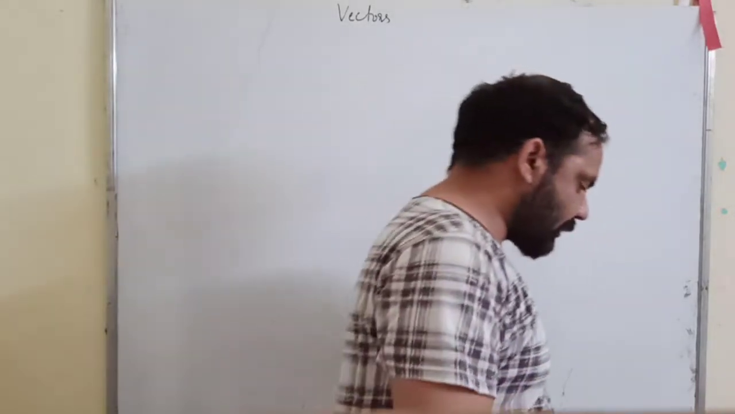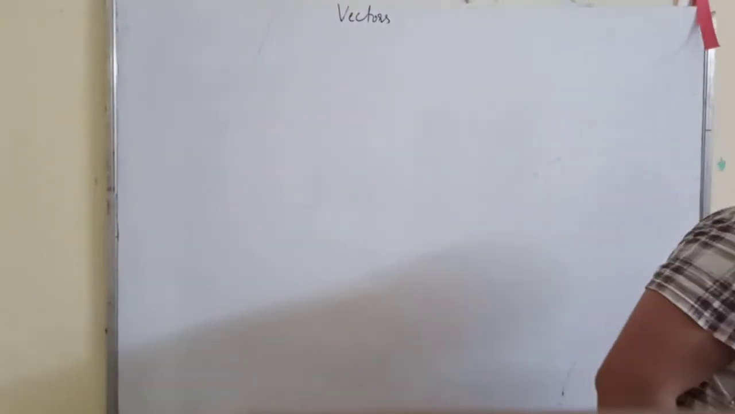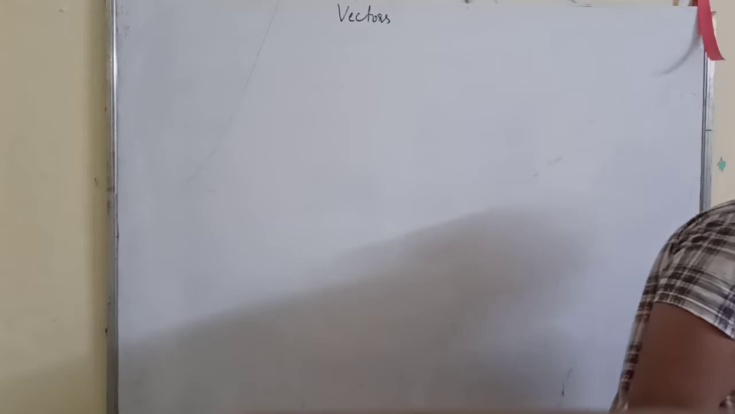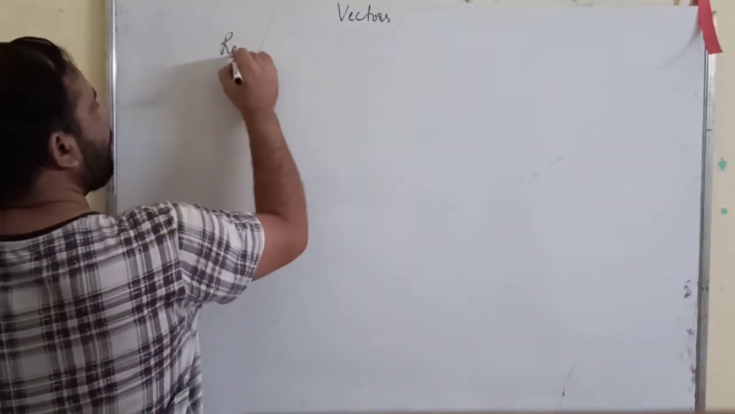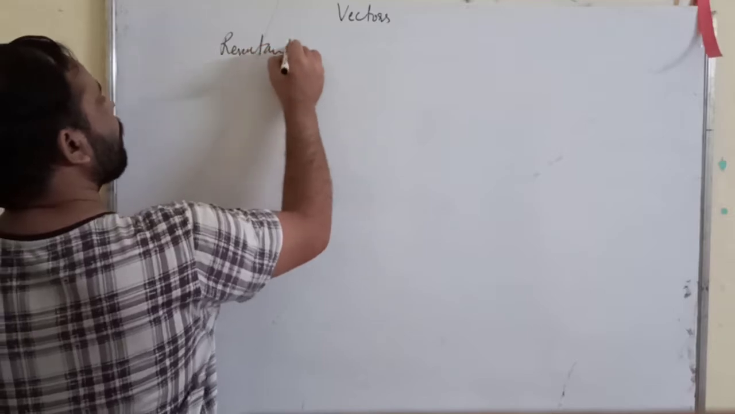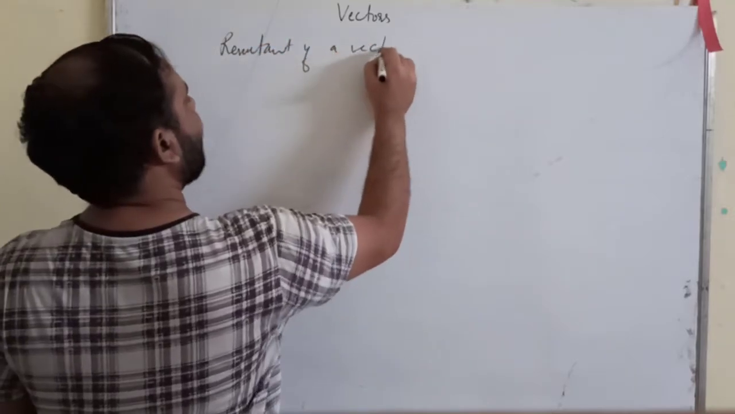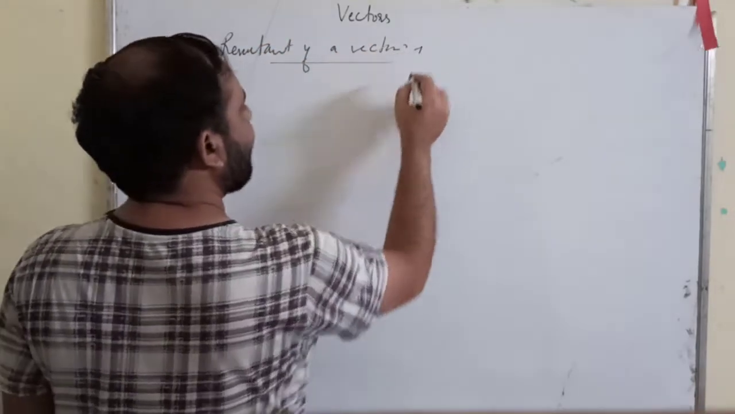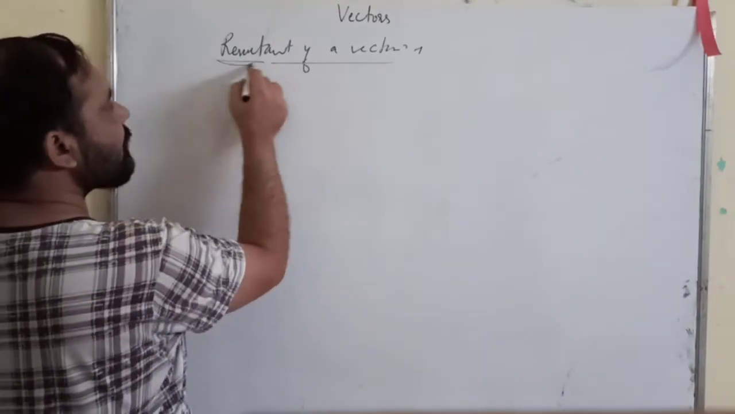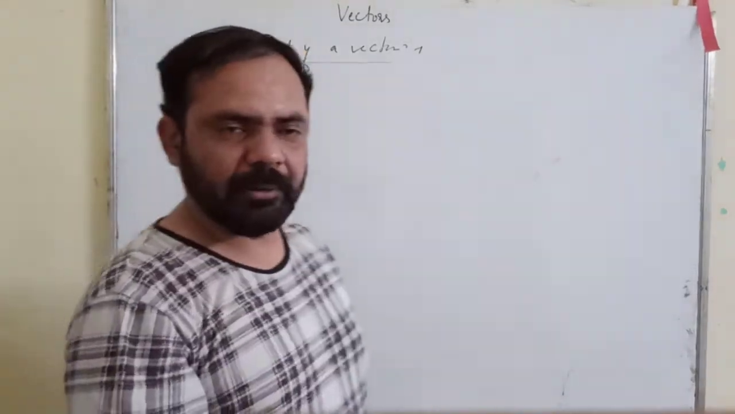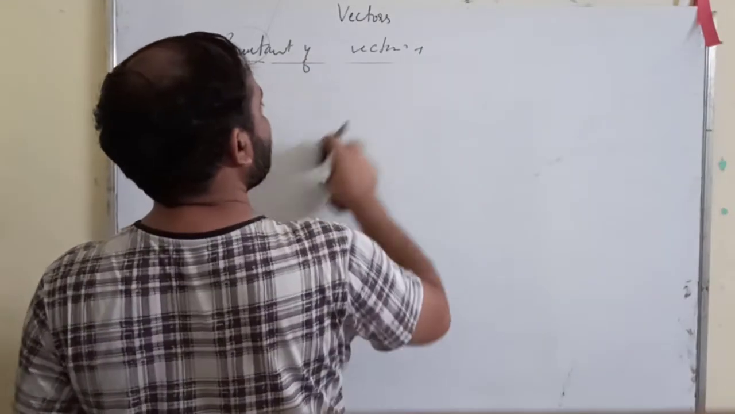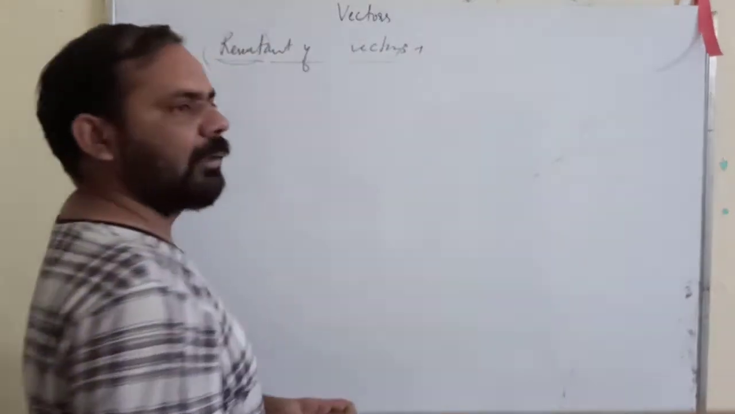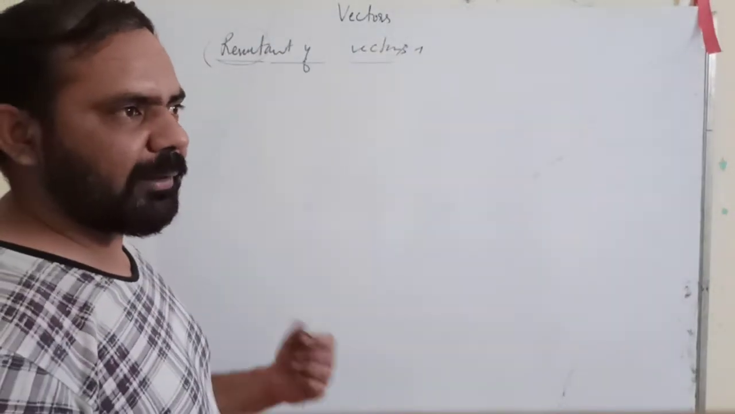Okay, now next is: what do you understand by resultant of a vector? Resultant means result. Actually, not resultant of a vector, resultant of vectors. Two vectors you have. What will be the resultant?